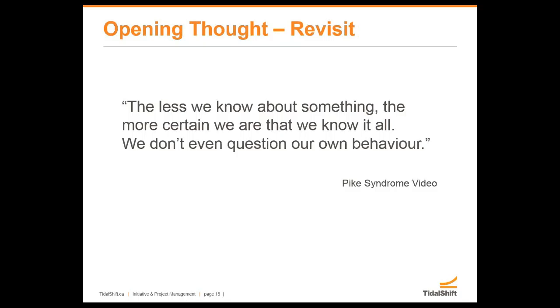All right. So just to finish this out, again, come back to our opening thought. The less we know about something, the more certain we are that we know it all. We don't even question our own behavior. So I'm going to put it to you that you should be questioning your own behavior. You should be stepping back and saying, do I know it all? And what else is out there? And embracing that counterintuitive approach will help us deal with some of those biases, such as confirmation bias and optimism bias that we tend to have. And really, questioning our behavior, questioning: do we know it all? Do we have all the facts? Do we have all the data? And how about if we apply some quick common sense?